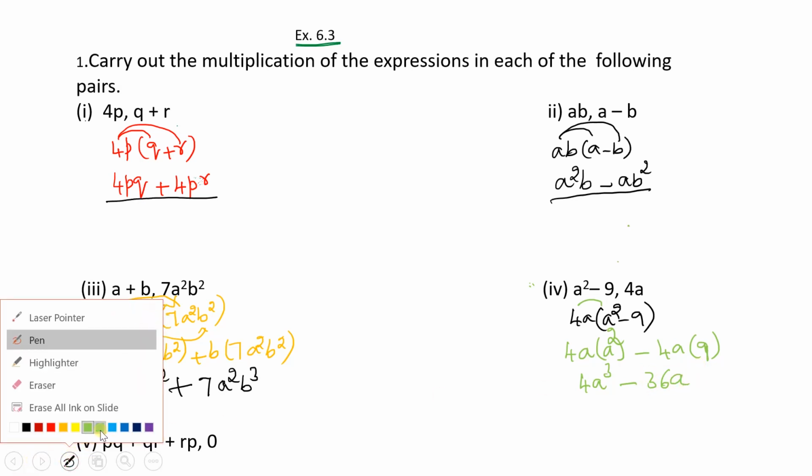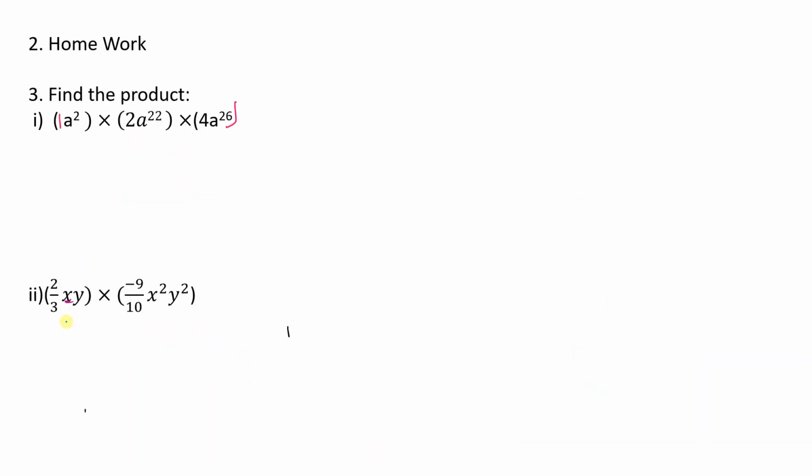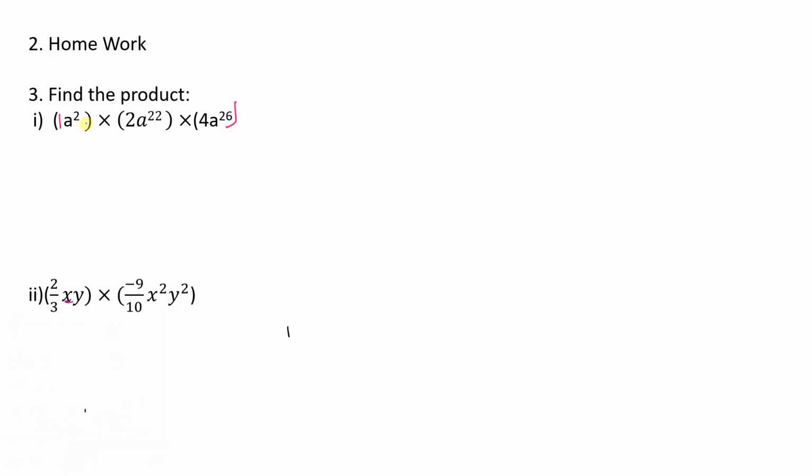Okay. Next, it is pq plus qr plus rp into 0. You know that anything multiplied by 0 is 0 only. 0. Next. As I have already told, the second main is a table, which I will send through WhatsApp. You need to complete the table in the classwork.